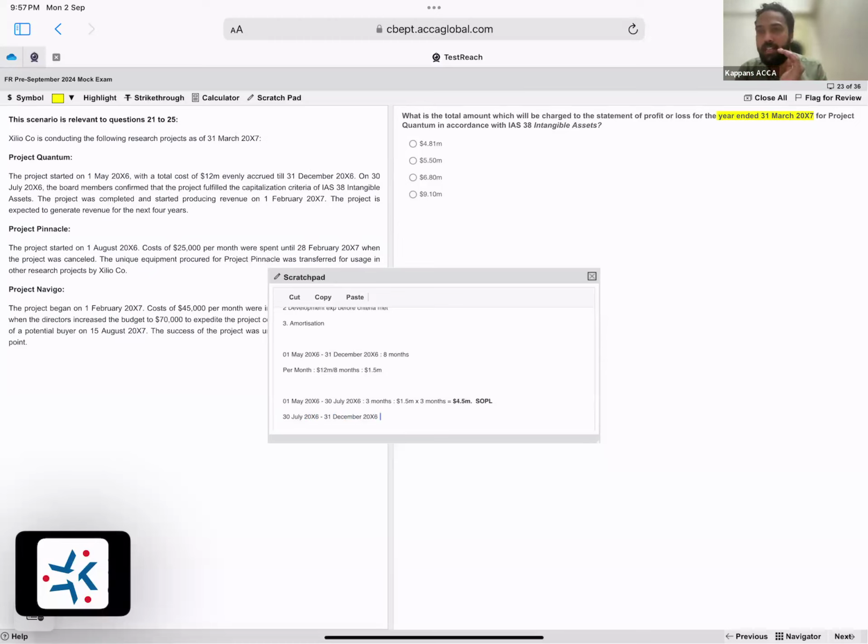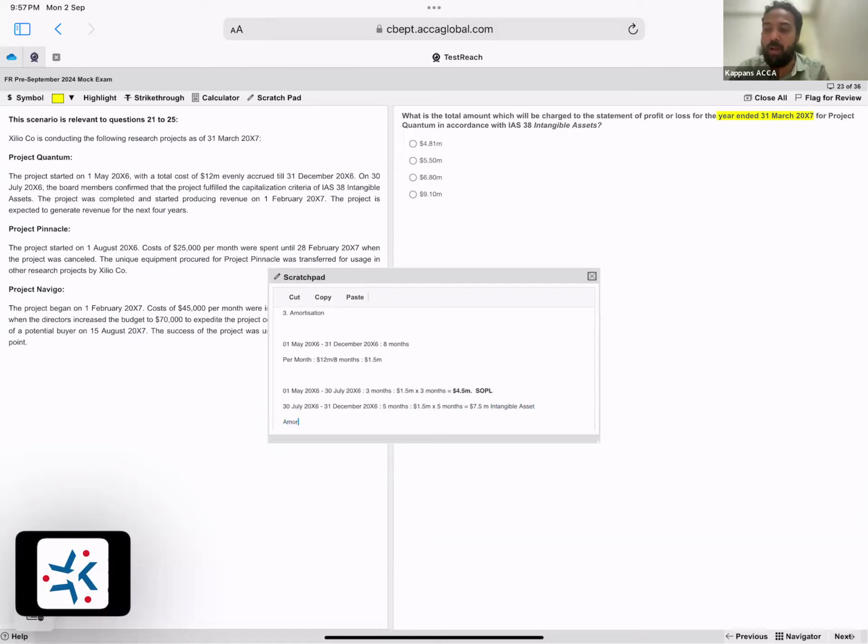July, don't take it. It's 30 July. So August, September, October, November, December, 5 months. So 1 month is equal to 1.5 million. So for 5 months, it will be 7.5 million, or you can say the balance amount is capitalized as an intangible asset. So if this is capitalized as an intangible asset, it must be amortized, and amortization will go to profit and loss account. So 7.5 million, we have to know when it started production.